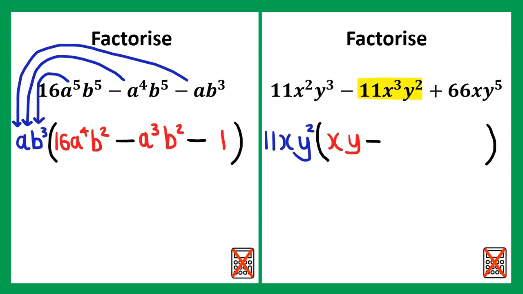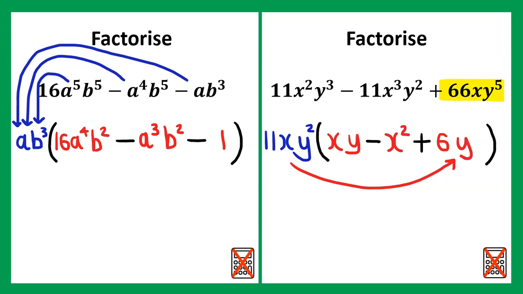Separated by a negative or a subtraction, the second term, 11, has remained the same. X would need to be multiplied by x squared, and y squared has remained the same. And separated by a positive or an addition, 11 would need to be multiplied by 6 for 66. X has remained the same, but y squared would need to be multiplied by y to the power of 3 to give me y to the power of 5.